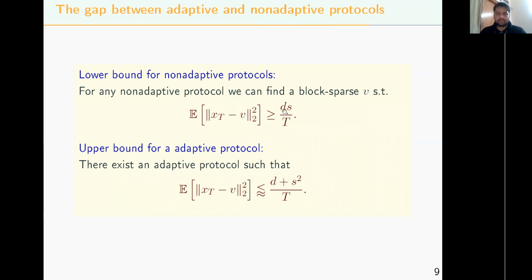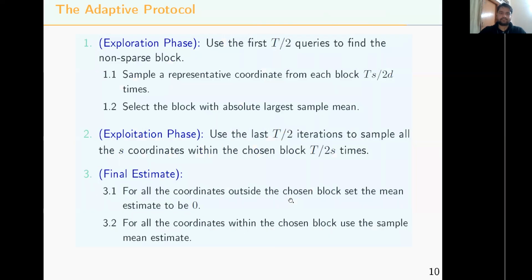So here's the lower bound for non-adaptive protocols. This lower bound states that, let's say s is d raised to 1 by 3, the gap to optimality is super linear in d, but we show the existence of an adaptive protocol where it's just roughly linear in d. So there's a significant gap between the performance of an adaptive protocol over a non-adaptive protocol. So adaptivity does help in this case.